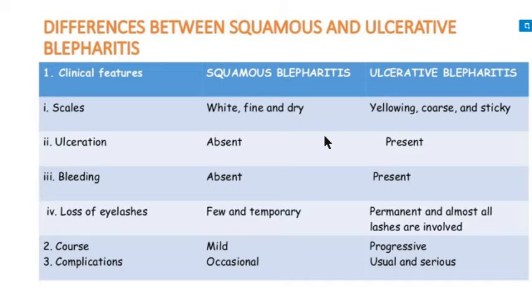Ulceration is usually absent in squamous blepharitis, but it is present in ulcerative blepharitis. Bleeding is usually absent in squamous, but present in ulcerative. Loss of eyelashes is few and temporary, but in ulcerative it can be permanent, right? Course is usually mild, but in ulcerative it is progressive. Complications are mild and occasional, but in ulcerative they are usually more serious. Ulcerative blepharitis is a more serious condition as compared to the squamous blepharitis, right? So these are the differences which you need to know.